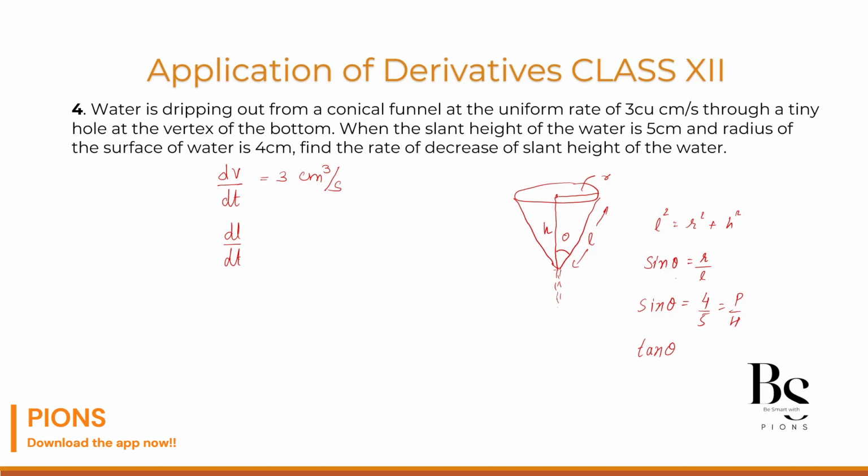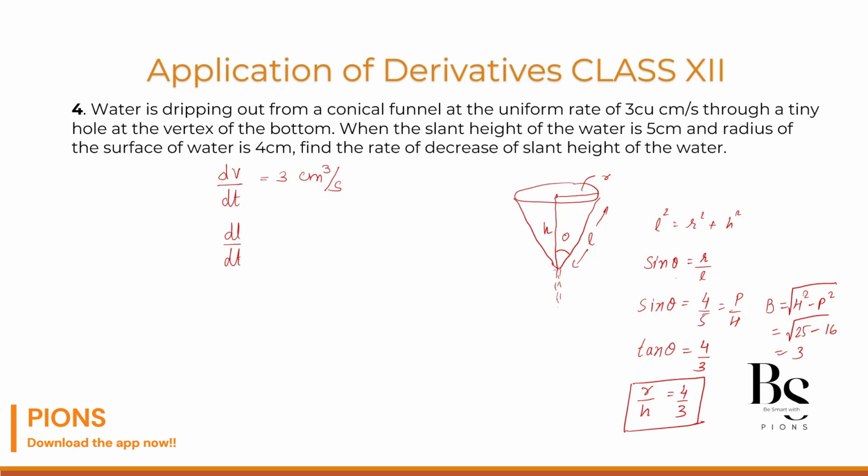What will be the base at that instant? Base will be the square root of hypotenuse square minus perpendicular square, correct? The hypotenuse is 5, 5 square is 25, minus perpendicular square, 16. So 25 minus 16 is 9, and root of 9 is 3. So here we got our base as 3. Perpendicular is 4 and base is 3, correct? So tan theta is 4 by 3. And tan theta is r by h, which is 4 by 3, correct?